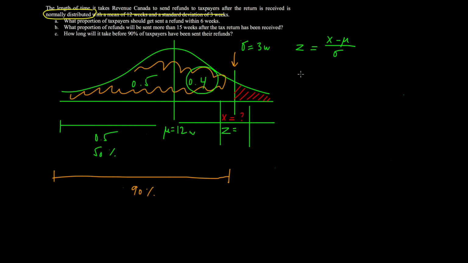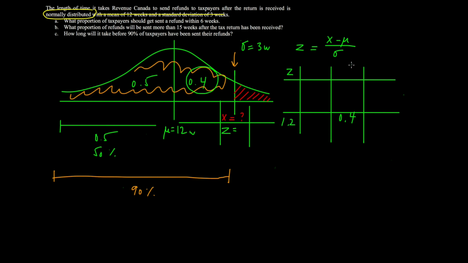So what I'm going to do is in the z table, I'm going to try to find the closest value to a probability of 0.4. And that represents a z of 1.28. So that represents a z of 1.28, which is the closest to a probability of 0.4. So then going back to my formula, I have my z, 1.28.